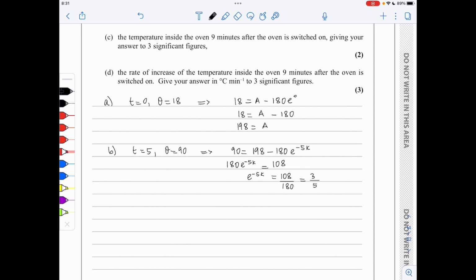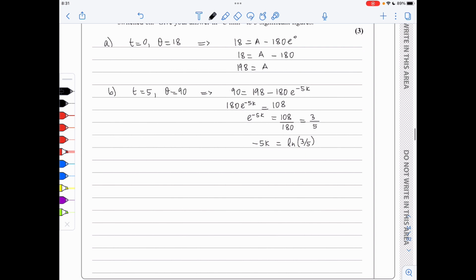I will take ln and say minus 5k is ln of 3 over 5, and therefore k is minus a fifth ln of 3 over 5. I could stop here, or I could take a further step and say this means that I could take the negative 1 as a power to the 3 over 5. So this can be written as a fifth ln of 5 over 3.